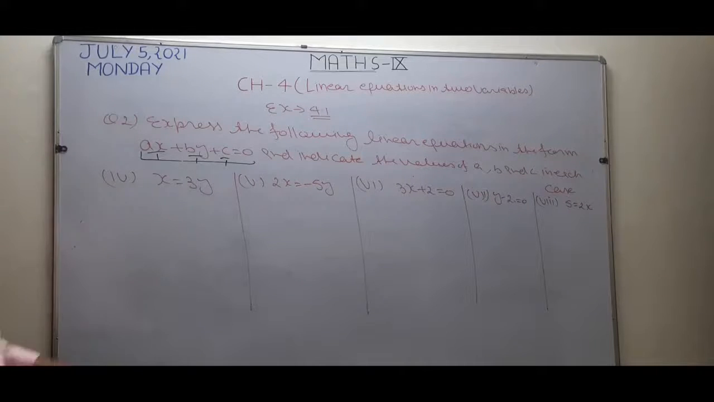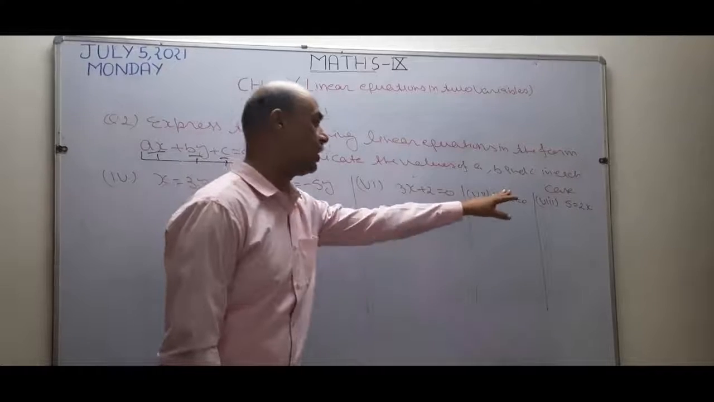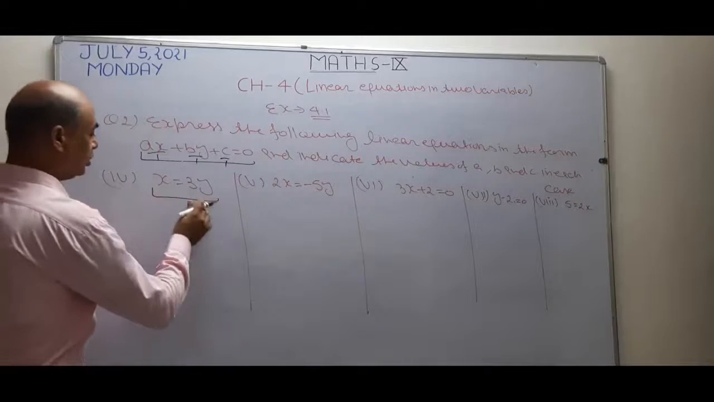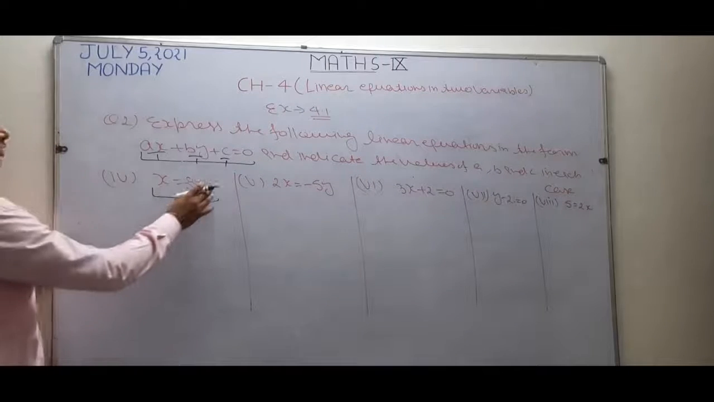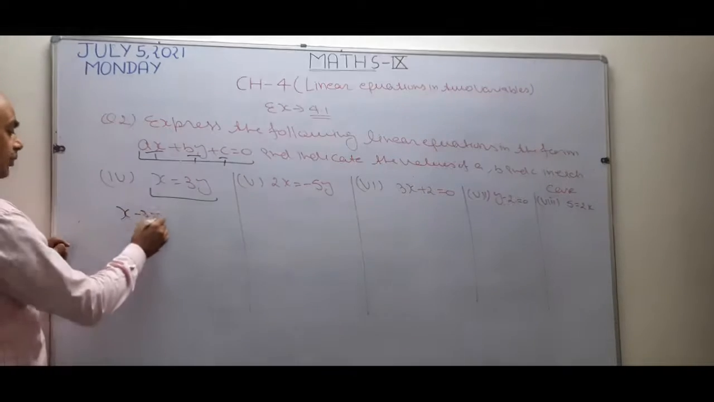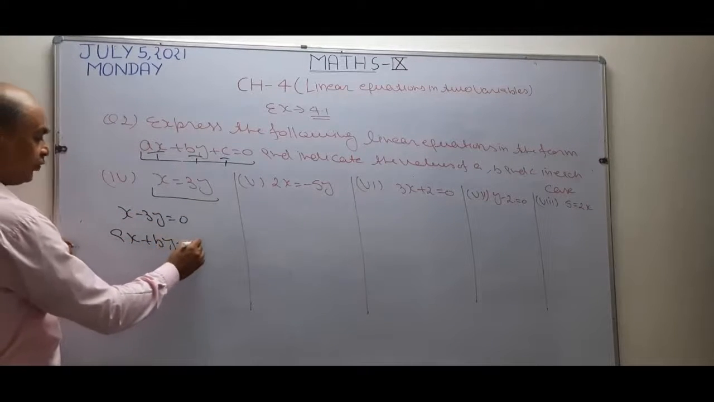Now I want to solve the remaining parts of question number 2: the 4th, 5th, 6th, 7th and 8th parts. So first I want to convert this into its standard form. I take this 3y from right to left, so this becomes minus 3y equal to 0. Now I want to compare it with its standard form.